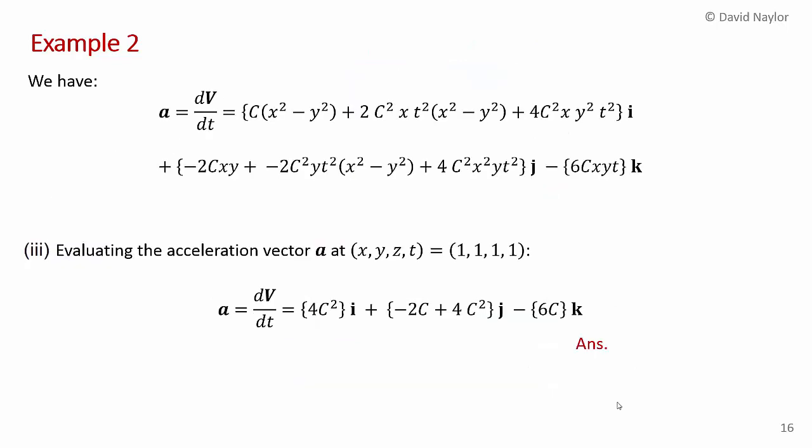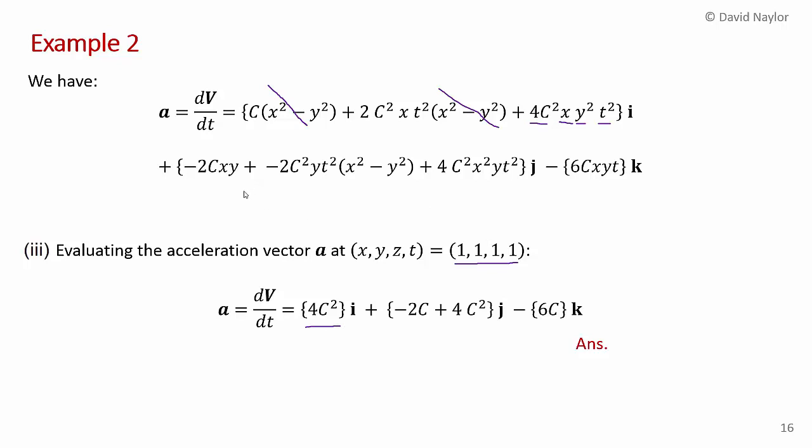And on this slide, I've just reproduced that expression at the top. And you're just asked in the problem to evaluate this at x, y, z, t equals 1, 1, 1, 1, right? So you'll see, if you look at this, this is 1 squared minus 1 squared, so that's going to be 0. So 1 minus 1. And here we have 1 minus 1 again, so that term's going to go away. And you've got 4c, and then all these terms here, 1, 1, 1. So you end up with the 4c in the i direction.